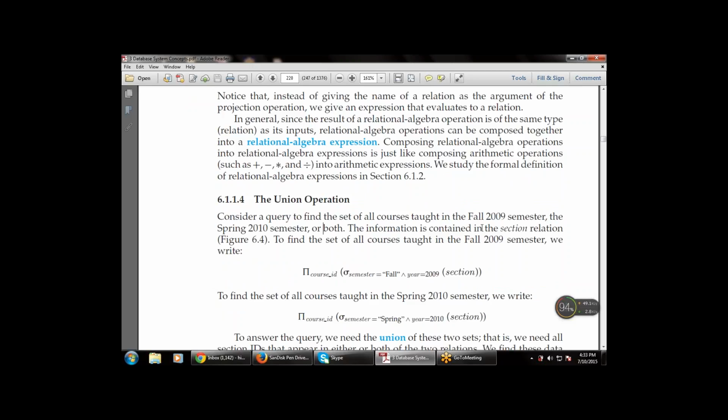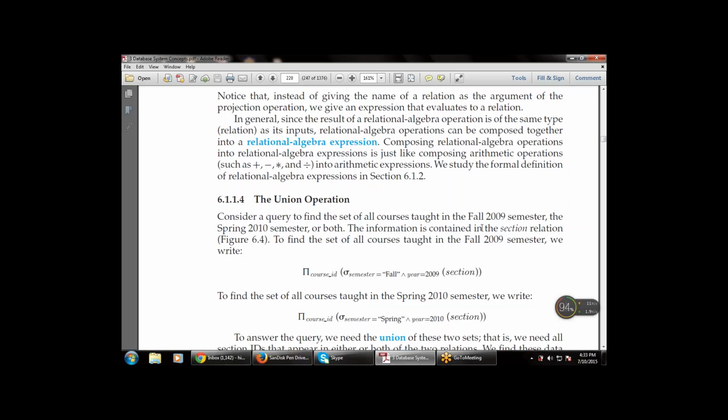To find the set of all courses taught in the fall 2009 semester, we write pi course ID, sigma semester equals fall and year equals 2009. Pi course ID displays the course ID of the course. Sigma is the select, finding all those tuples where the semester equals fall and the year equals 2009, and that is taken from the relation section.